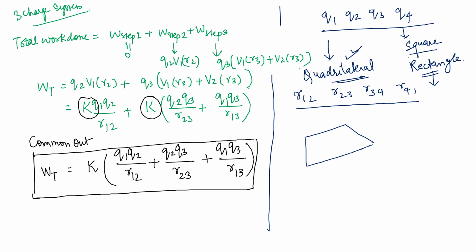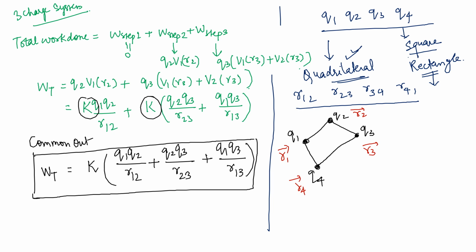It looks like a trapezium. Let's take some irregular kind of surface so that it is easier to understand. Again, we need to bring the charges into such a configuration that all charges are bound here: q1, q2, q3, q4. These charges are present at position vectors r1, r2, r3 and r4.